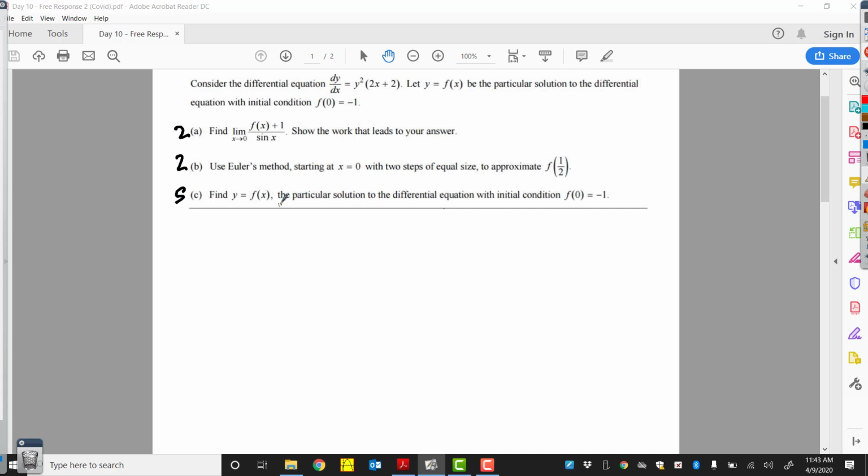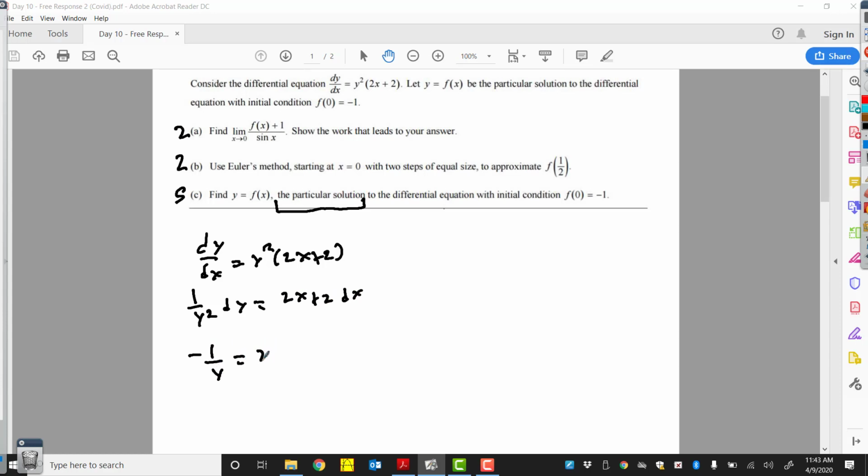All right, so now this is the part we knew was coming. Find the particular solution. So dy over dx equals y squared times 2x plus 2. But I know you guys are good at solving differential equations. So let's solve it. We'll separate the variables. So 1 over y squared dy equals 2x plus 2 dx. We'll integrate. So negative 1 over y equals just x squared plus 2x plus c.